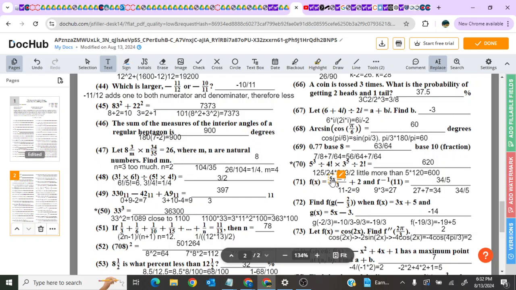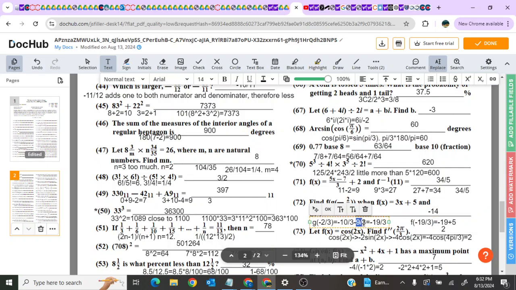72, if f of g of negative 2/3, and those are the 2 equations, find the value. Well, g of negative 2/3, we're going to put this in terms of improper fractions. 5 times negative 2 over thirds is negative 10 over 3. Then you're subtracting 3, which is 9 over 3, equivalent. So you get negative 19 over 3. Plug that into f of x. Well, you get negative 19 over 3 times 3. Negative 19 plus 5 is negative 14.